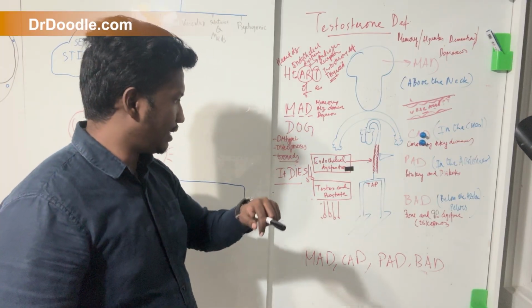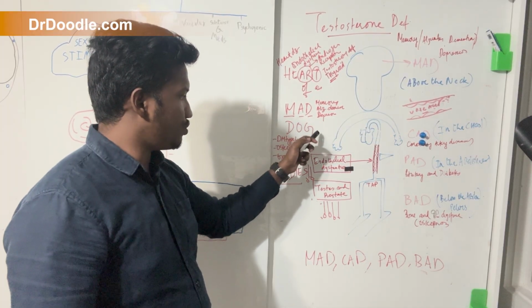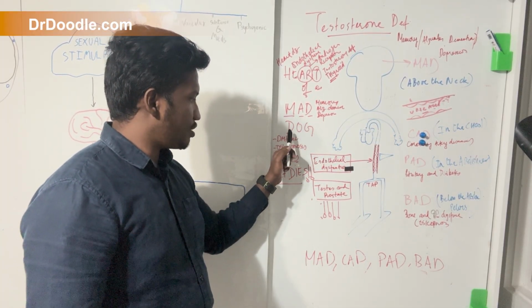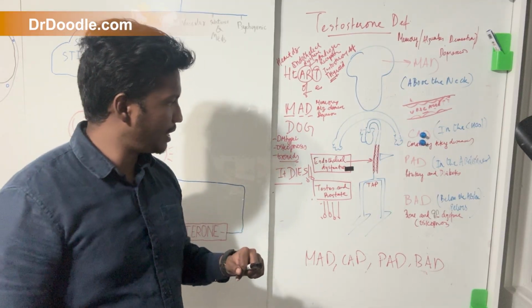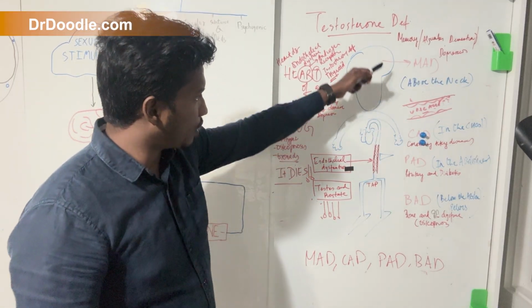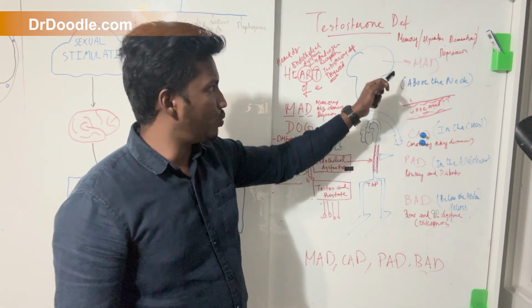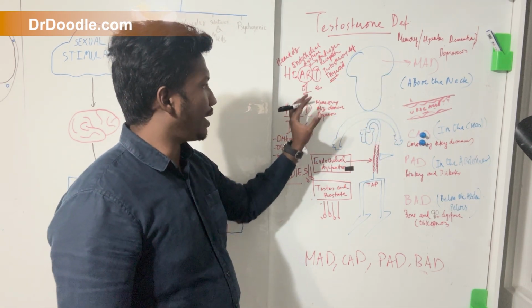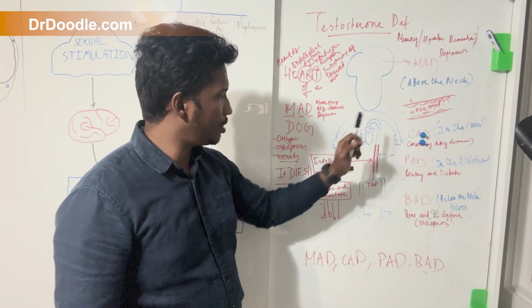Now along with these three, the DOG part also comes in. Diabetes mellitus, osteoporosis, and gonadal atrophy. Now, coming on to this diagram, this part shows the head of a human, which is, as I said, where the person goes mad. And then here you have the heart.